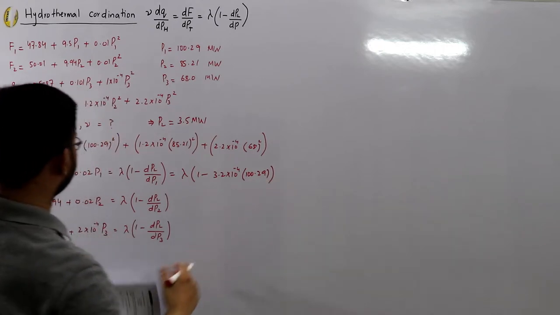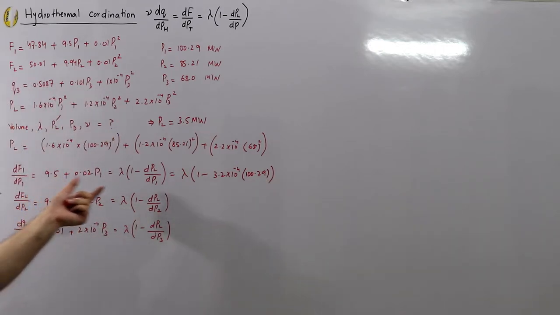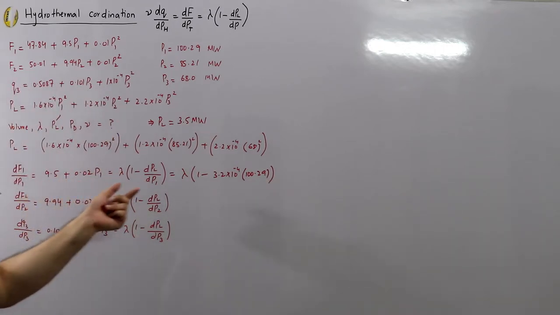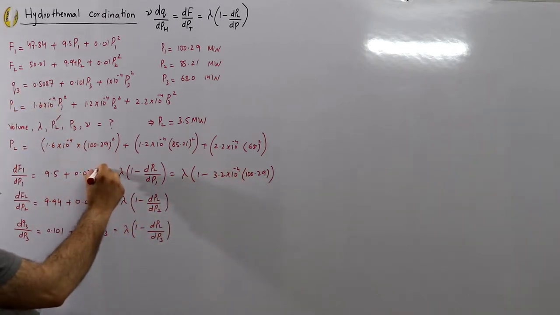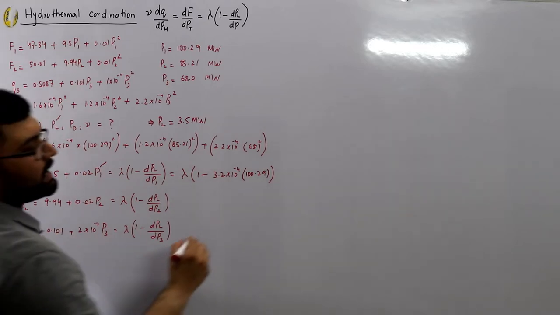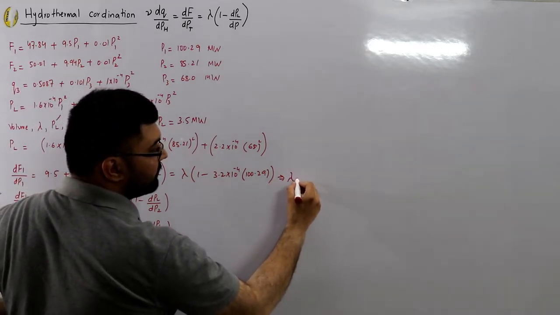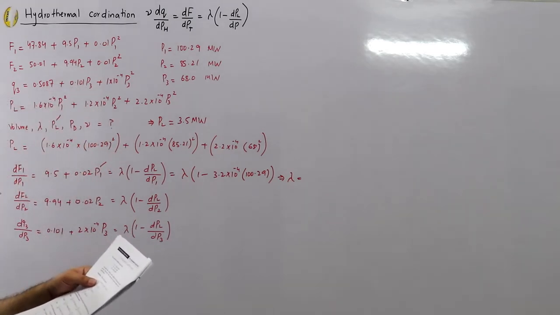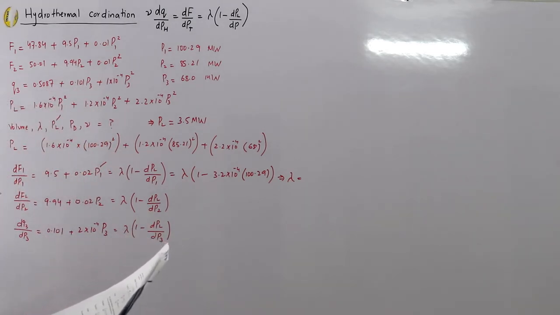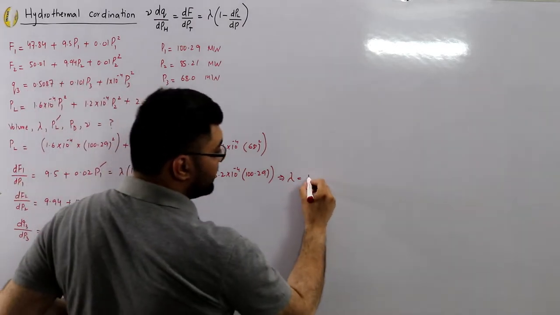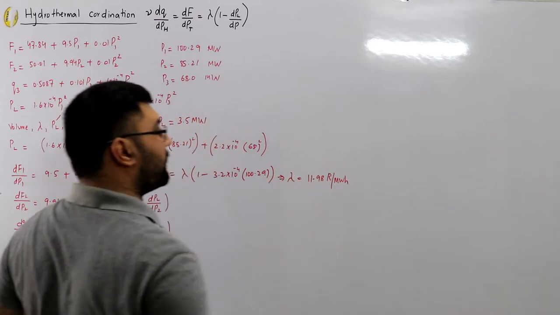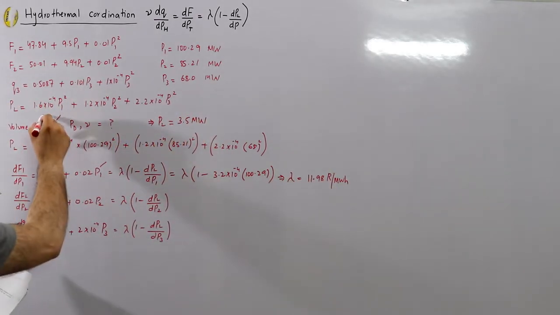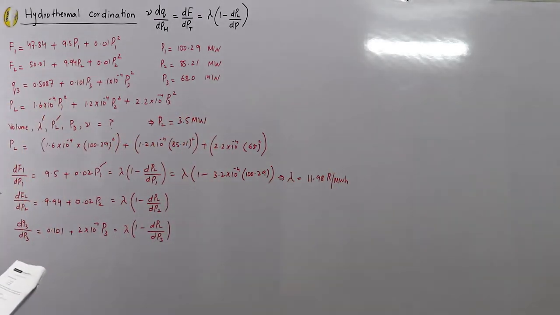So have a look. This equation comes in terms of p1. 9.5 plus 0.02 p1 is equal to lambda 1 minus 3.2 into 10 to the power negative 4 into p1. So put p1 equal to 100.29 over here as well, and from here you can find out the value of lambda. So from here the value of lambda comes out to be 11.98 is the rate per megawatt hour. So you have got your lambda as well. Fine? Yes.